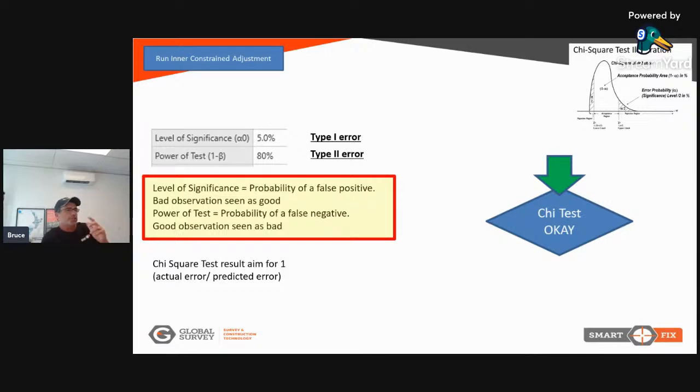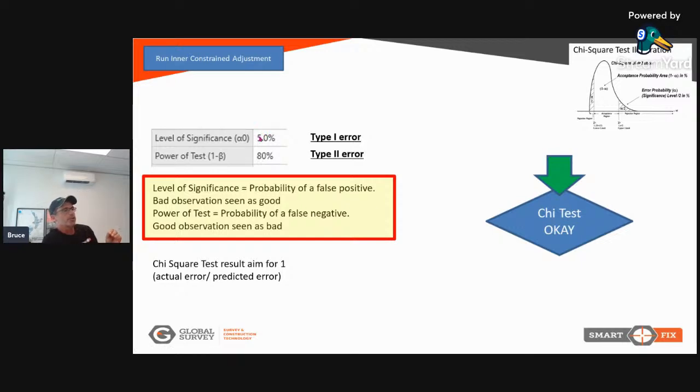What happens if we change these? If you increase the level of significance, say to 10%, you're increasing the risk of bad observations seen as good observations. If you drop it down to 1%, you are more likely to get type 2 errors, which is good observations seen as bad. So it is a little bit of a balancing act. 5% is pretty much the standard that people seem to operate with.